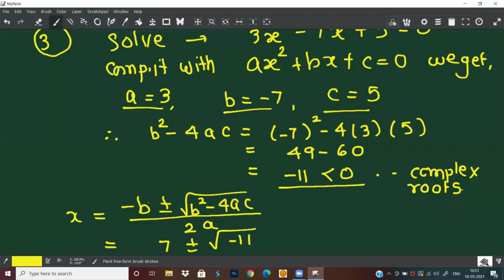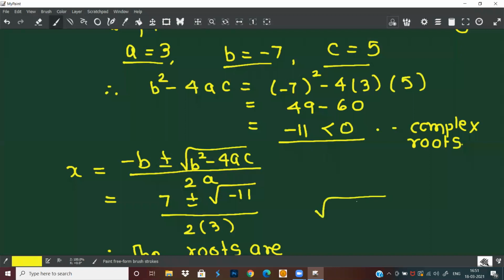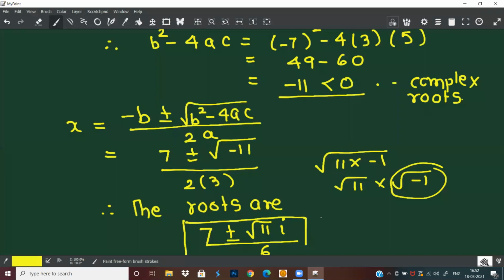I just wrote complex roots. I wrote the formula and I substituted. Now the square root of negative 11 is this, right? So it is root 11 into root of minus 1. That is i. So it's not 11i, it is square root of 11 times i. Correct? So these are the roots. Actually, this part is supposed to be cancelled, but still we did it because it's better that we should not leave any stone unturned.